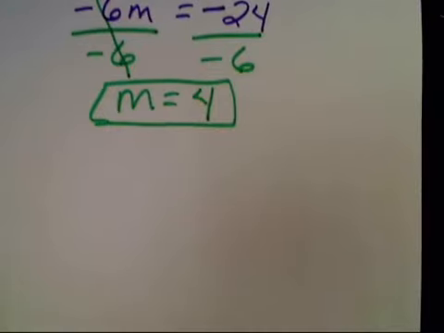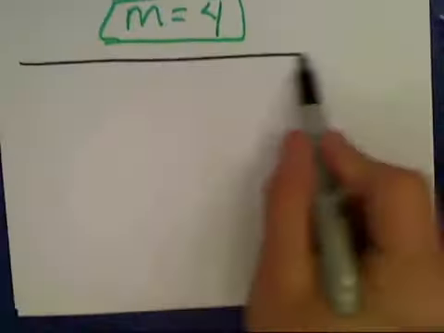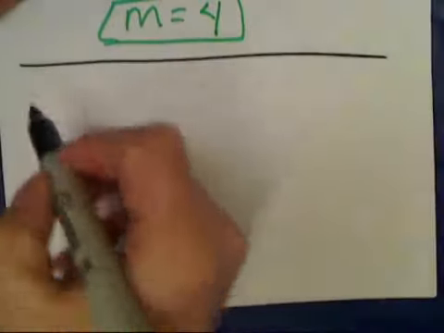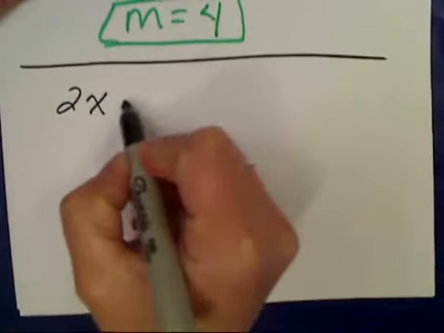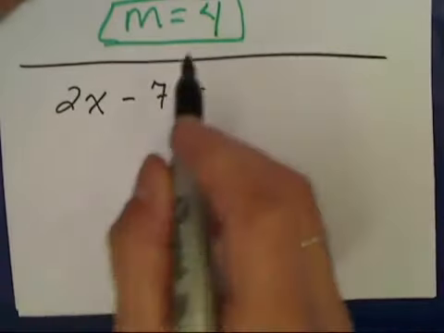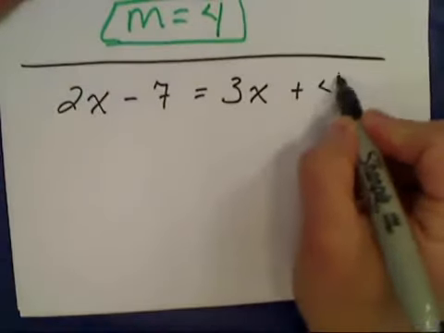Let's look at one that's fairly similar and see if there's a difference to it or not. Let's try a problem like 2x minus 7 is equal to 3x plus 4.